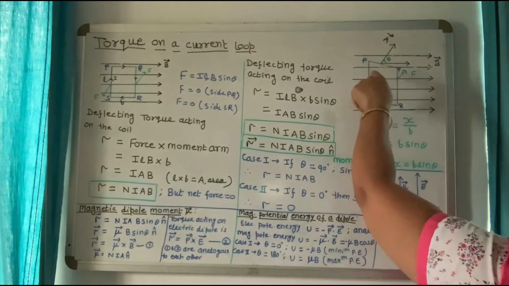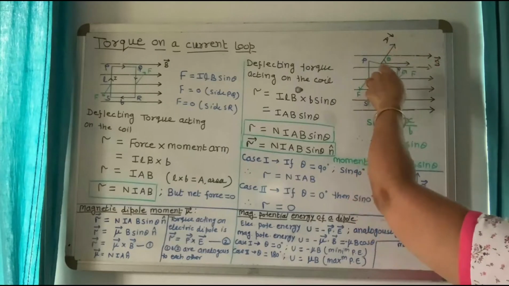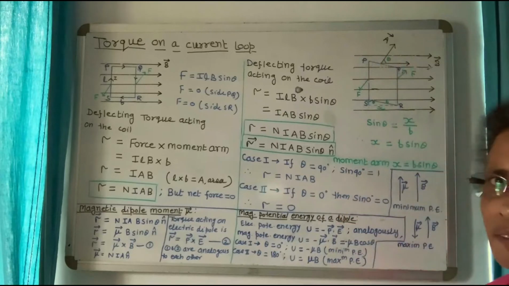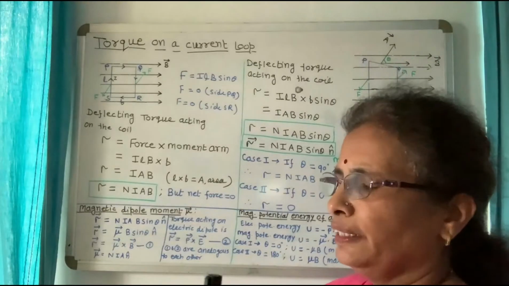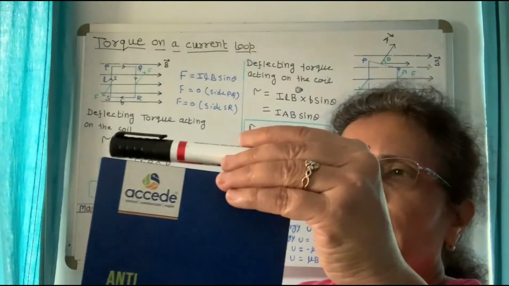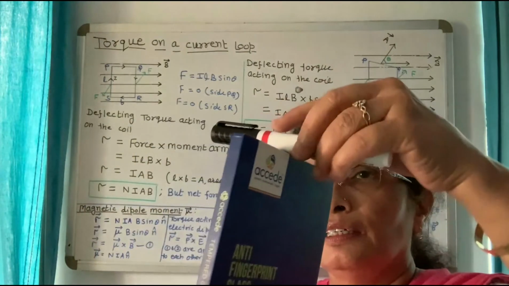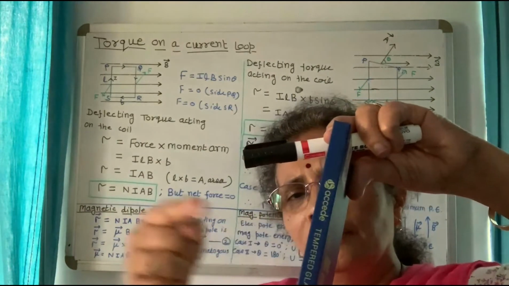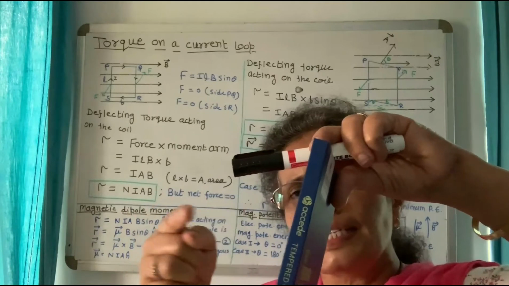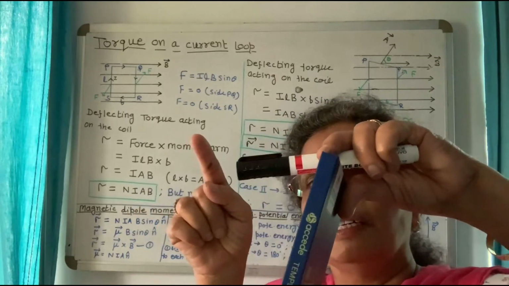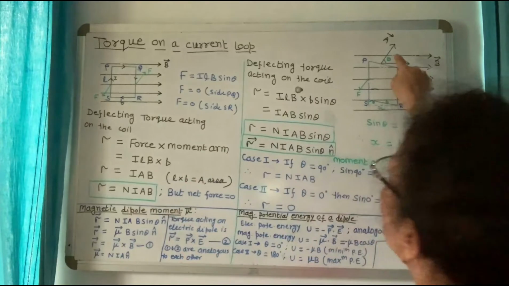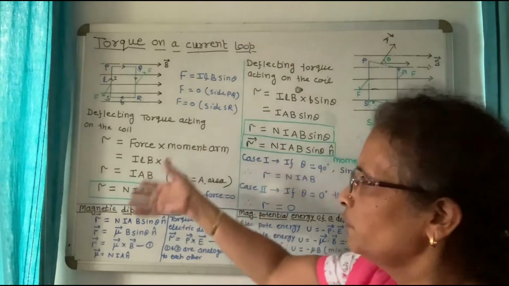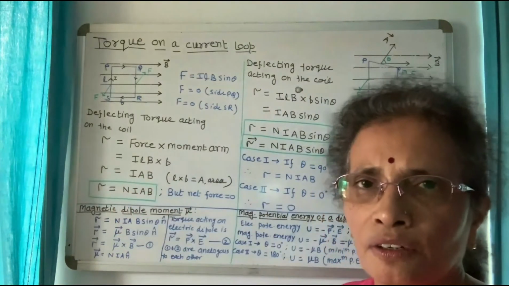The coil making an angle theta means what? The normal of the plane of the coil makes an angle theta with the magnetic field. Again I am explaining this. If this is the magnetic field, this is the deflected position. So the normal will be the area vector. The angle between this area vector and the magnetic field is theta. Now again the same situation, and we have to find the deflecting torque.